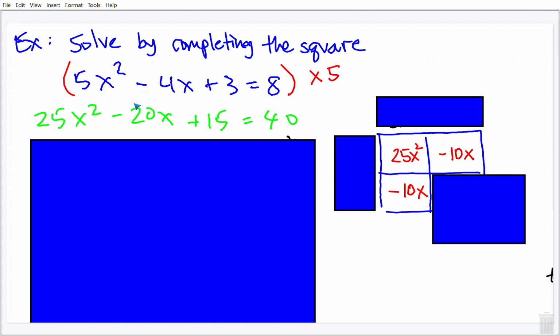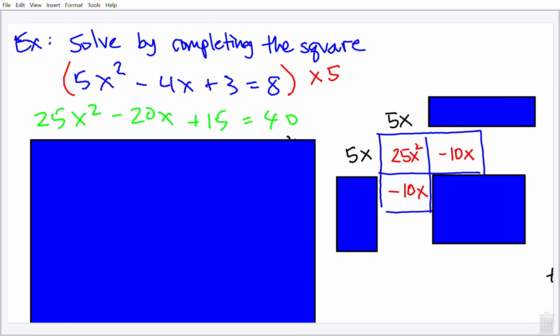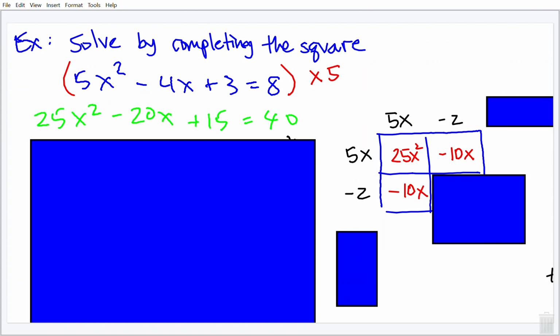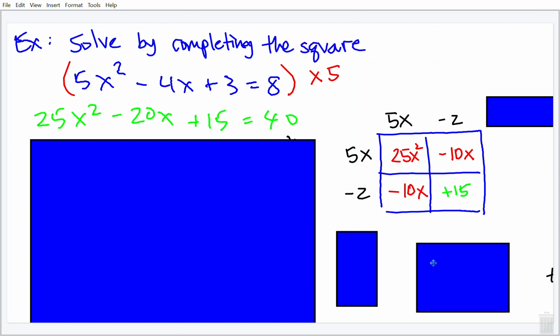From there, we'll take the negative 20x and split it evenly between these two spots, negative 10x and negative 10x. We now know that 5x times 5x equals 25x squared. And 5x times what will give us negative 10x? That's negative 2. In the same way, 5x times what will give us negative 10x? That's negative 2 as well. And then negative 2 times negative 2 equals, we wanted it to be a plus 4, but what's there? Oh, that's a plus 15.